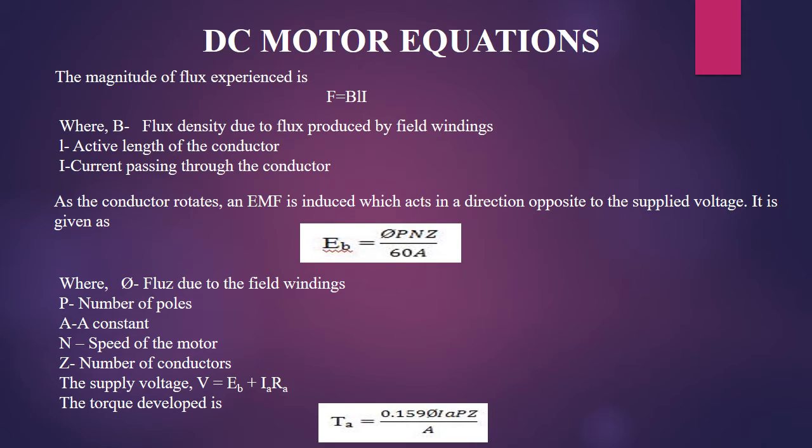As the conductor rotates, an EMF is induced which acts in a direction opposite to the supplied voltage. So it is given as Eb is equal to phi PNZ by 60A, where phi is the flux due to the field windings, P is the number of poles, A is a constant, N is the speed of the motor, Z is the number of conductors, and the supply voltage is V is equal to Eb plus IaRa. So the torque developed is Ta is equal to 0.159 phi Ia PZ by A.